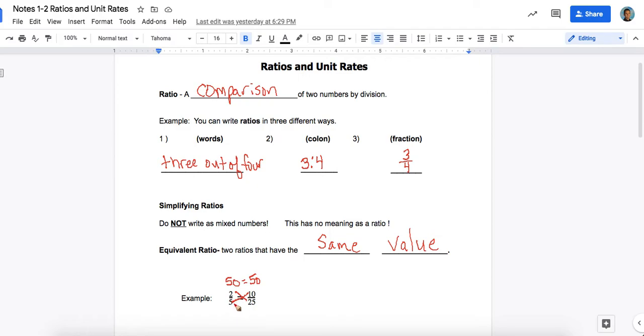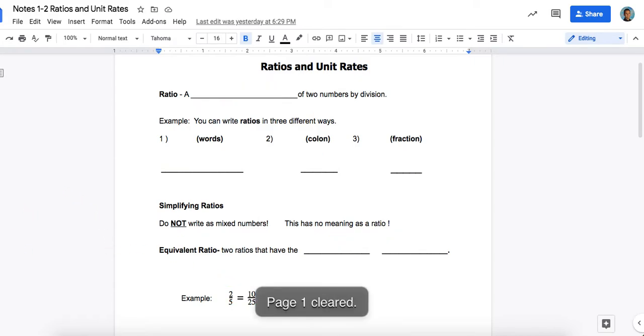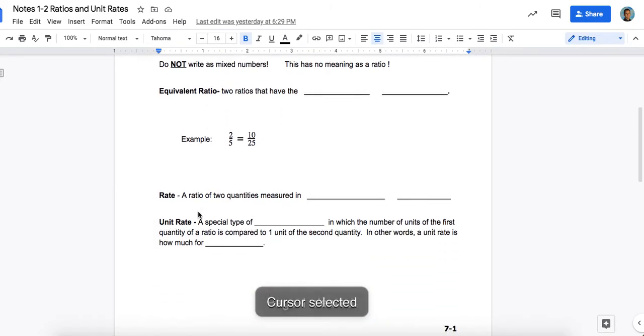Now, some of you are probably thinking, oh, look at 2/5. If I multiply the top by 5, I get 10, and if I multiply the bottom by 5, I get 25. So as long as I do the same thing to the top and the bottom, I will create an equivalent ratio. Okay, let's keep moving down to the bottom.